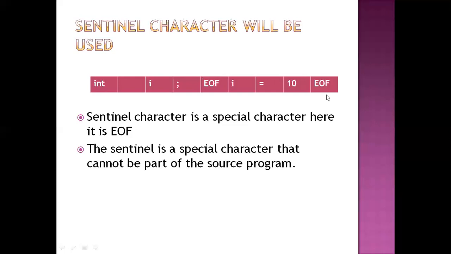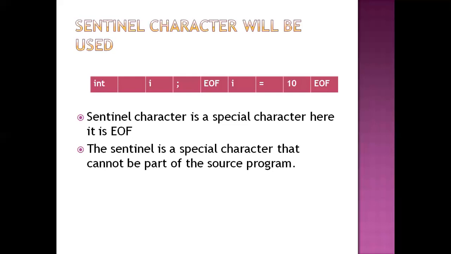So the input buffer is there to improve the performance of a compiler. If input is read from the secondary disk, the lexical analyzer will read one character at a time. If one character is read from the disk, then again the second character is read from the disk. So it is a time-taking process. It will drastically reduce the performance of a compiler.